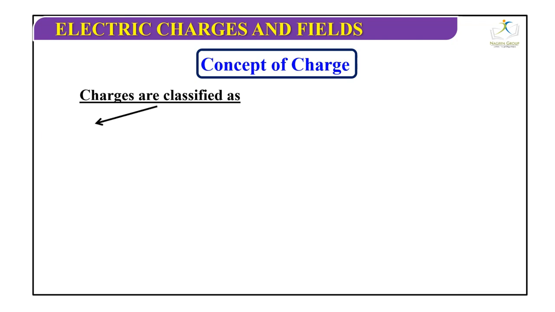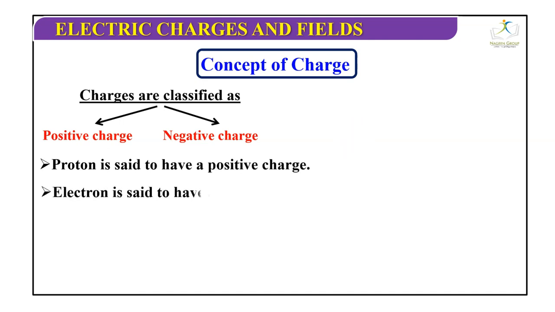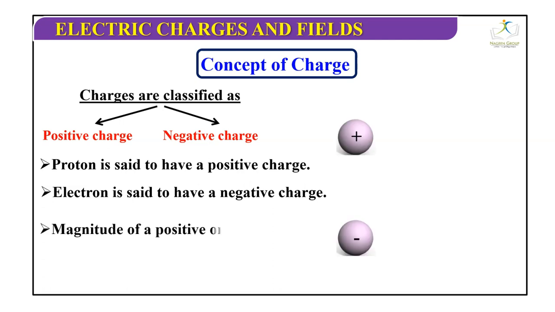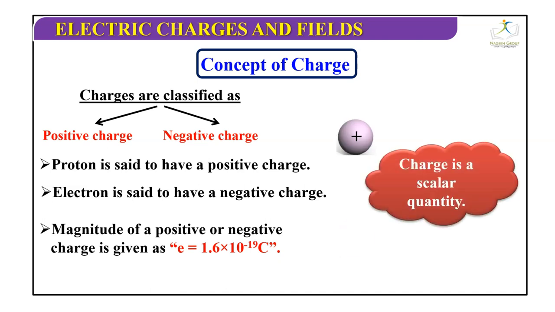Charges are classified into positive charge and negative charge. Proton is said to have a positive charge, whereas electron is said to have a negative charge. The magnitude of a positive or negative charge is 1.6 × 10^-19 coulomb. And charge is a scalar quantity.